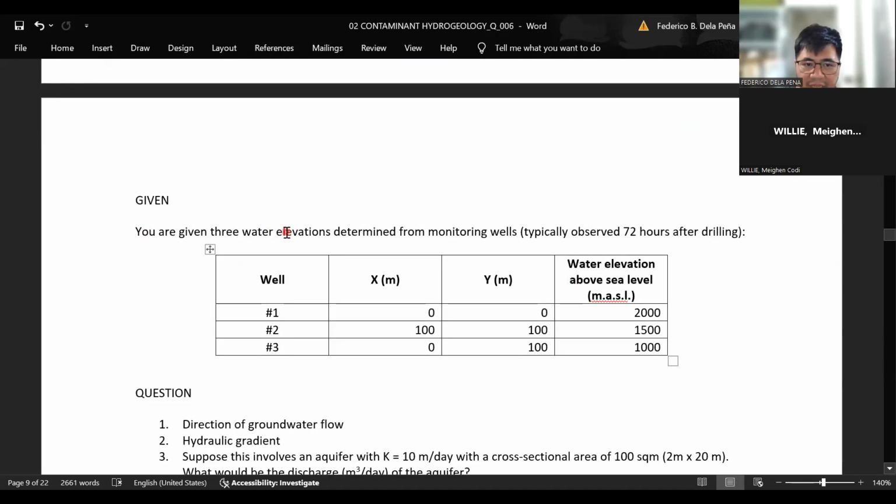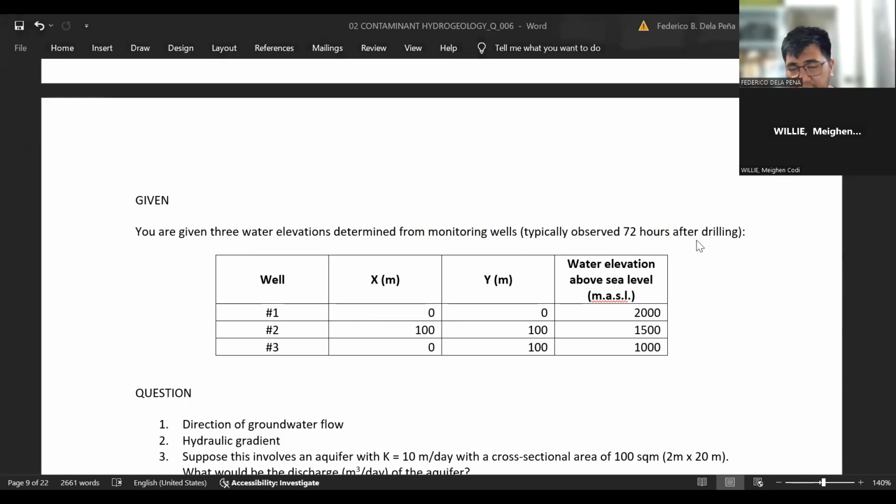Given you have three water elevations determined from monitoring wells, what you did here is you drilled three wells, and then as per the standard procedure, you have to observe the water level 72 hours or 3 days after the drilling was finished. This is a standard procedure for drilling groundwater. You have to wait for the water to settle down before measuring its elevation. And that would be safest at around 72 hours or 3 days.